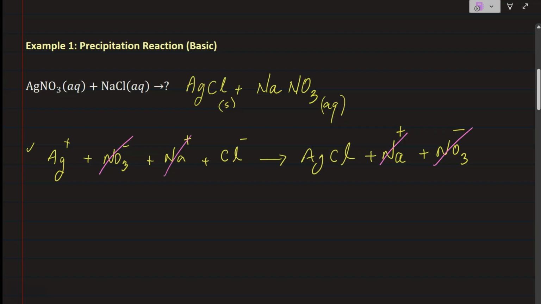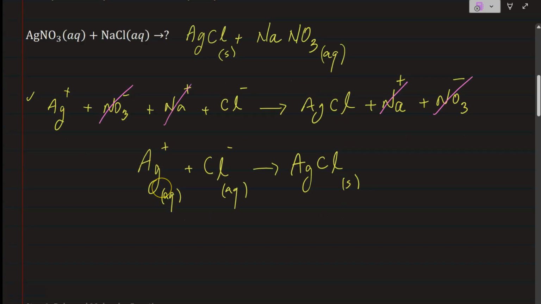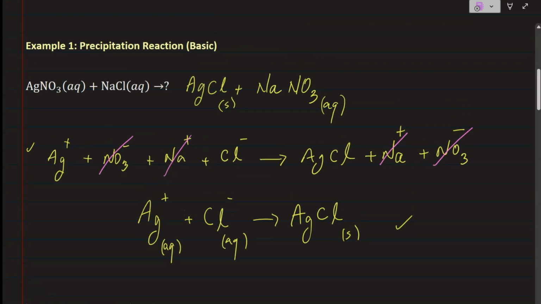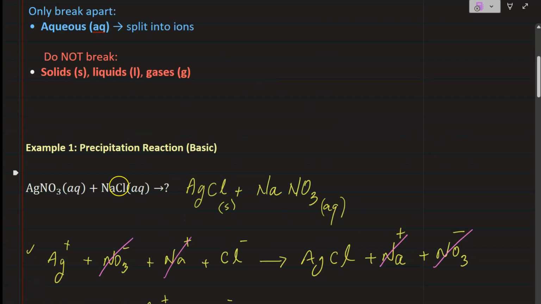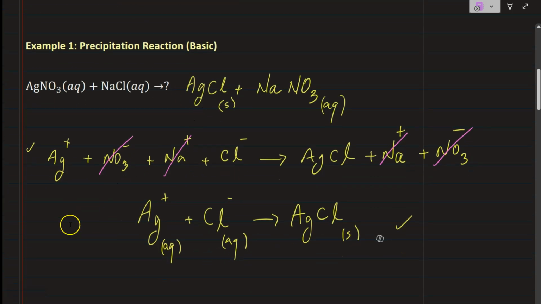So our final net ionic equation will be: we rewrite Ag⁺ plus Cl⁻, which gives us silver chloride, and that is the solid, with aqueous for both of the ions. Okay, so this is the net ionic equation for this reaction, which is a precipitation reaction. It's very basic. All right, let's look at another example.